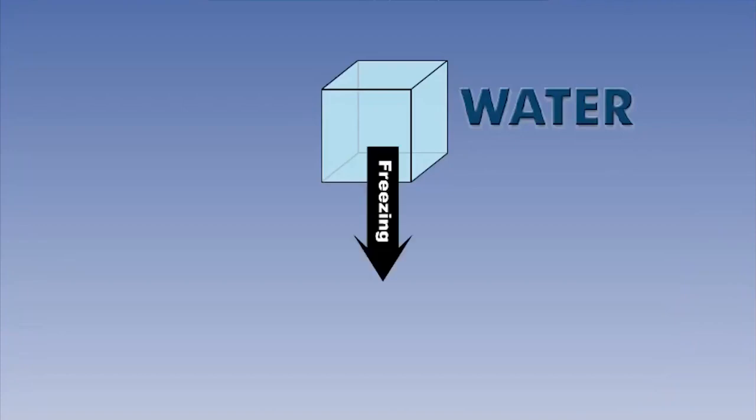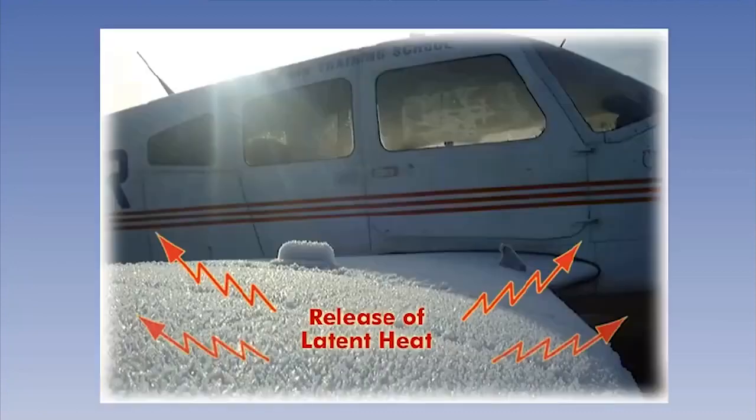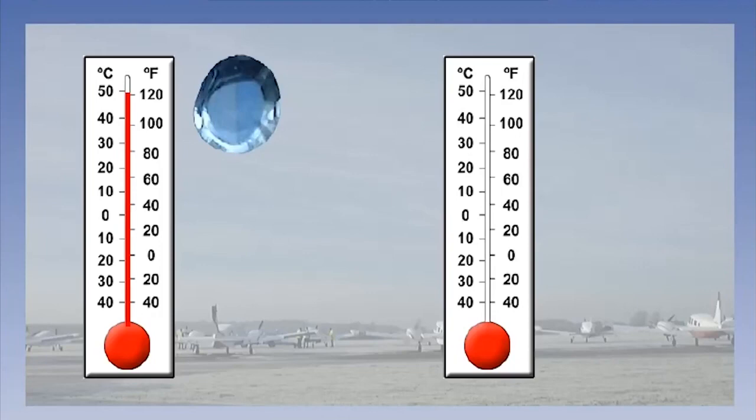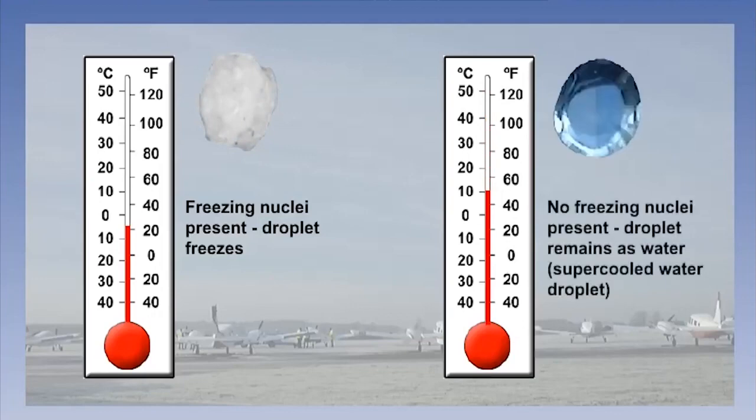When the temperature of water drops below 0 Celsius, it generally begins to freeze, i.e. change from liquid to solid. Remember from earlier in the lesson that this involves the release of latent heat. Here we can see the heat being given up to the surroundings. In a similar manner to condensation, freezing usually requires the presence of particles. In this case, they are known as freezing nuclei. So as the temperature of the droplet falls, if there are particles in the water, the droplet will freeze. However, if they are not present, then when the temperature falls below zero, it will not freeze. These are known as supercooled water droplets and are very important in aircraft icing.